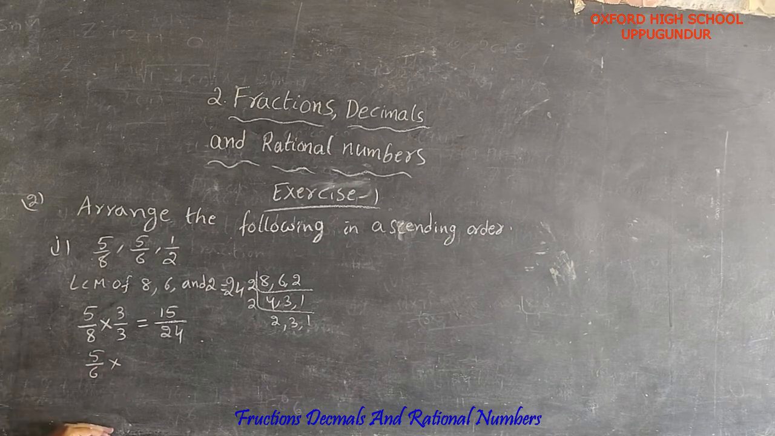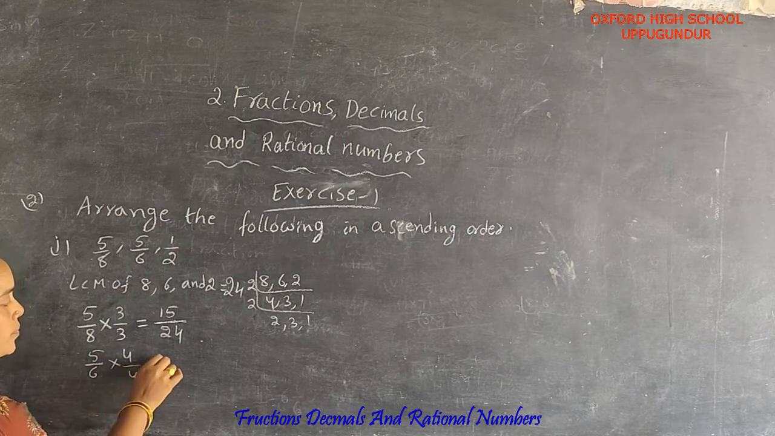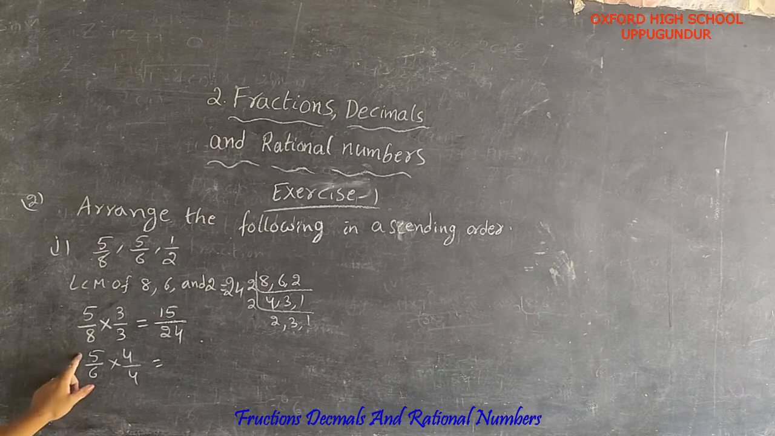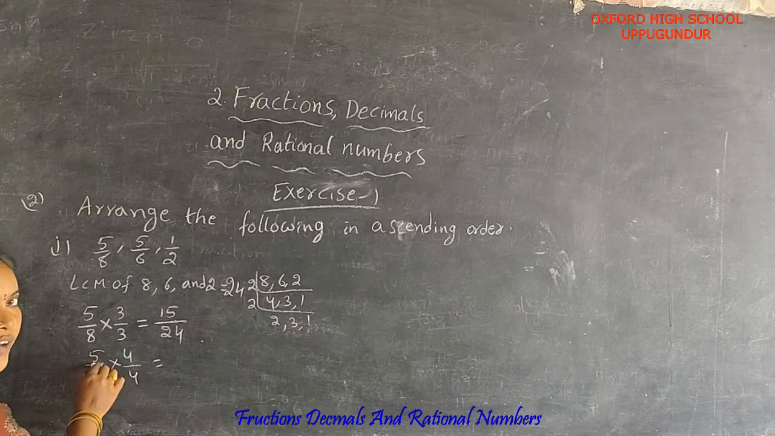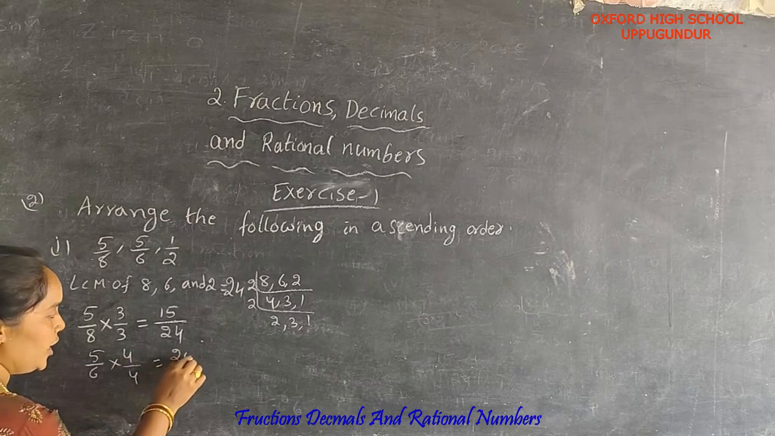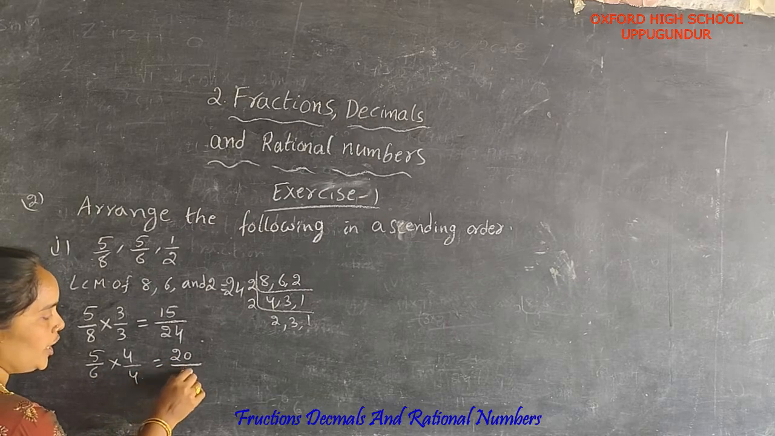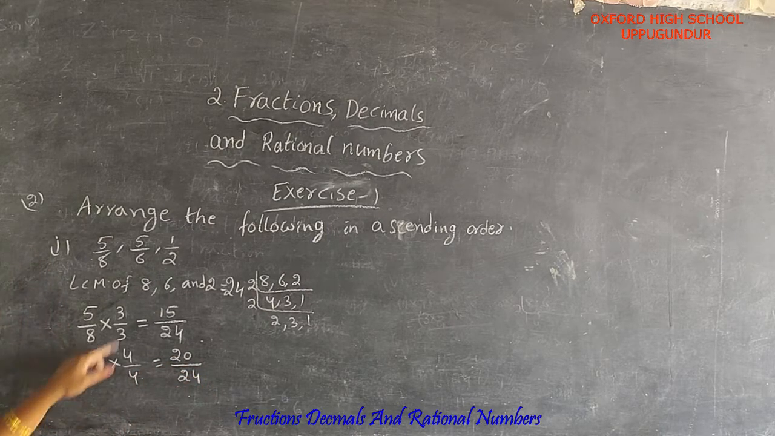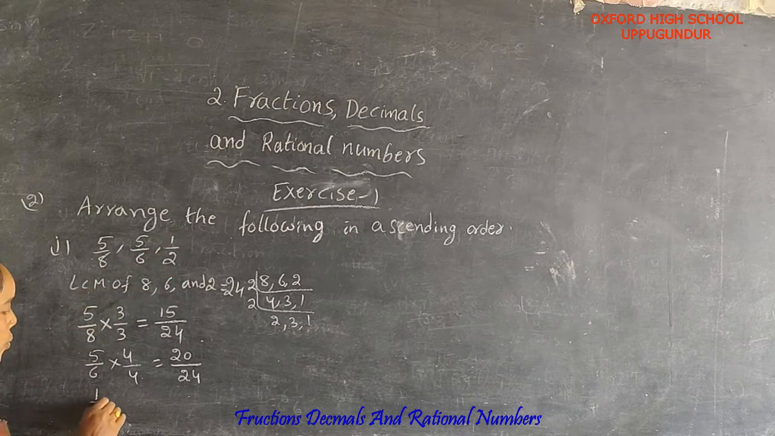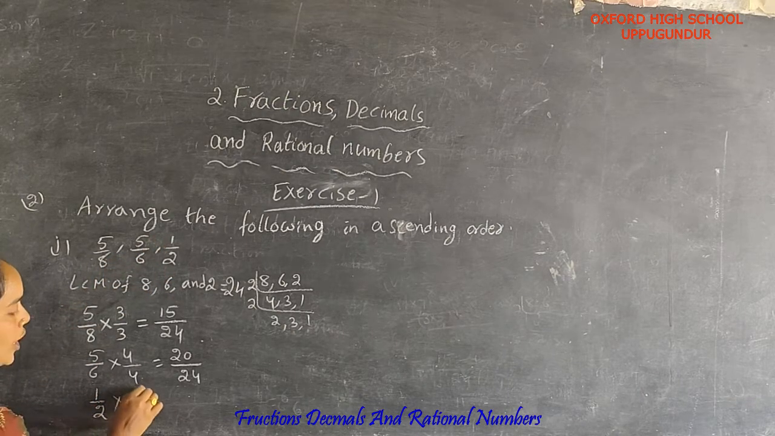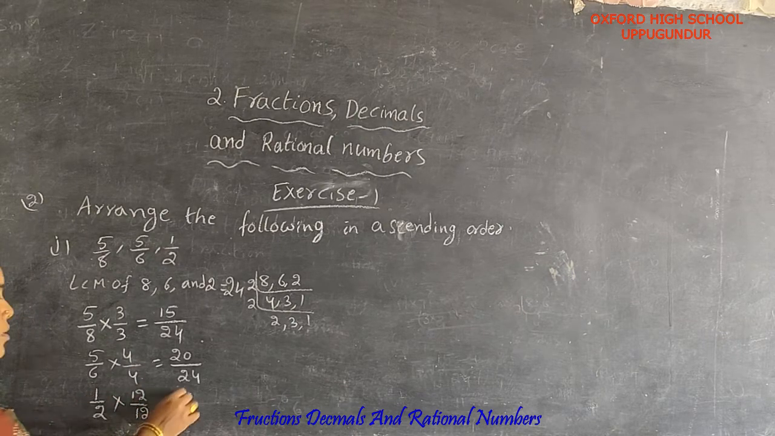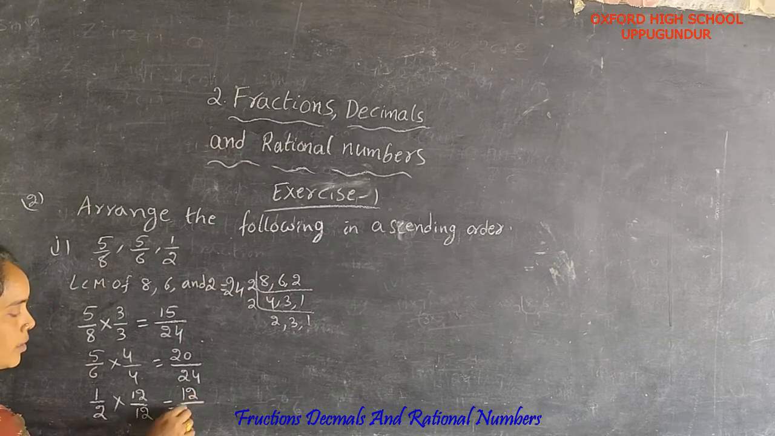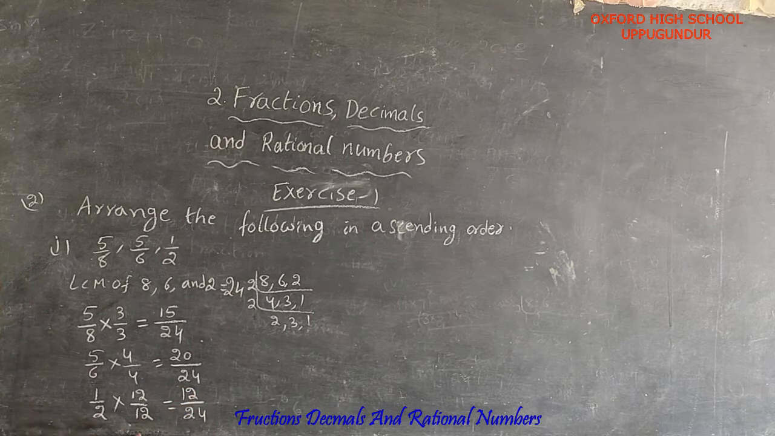Next, the second fraction, 5/6, multiplied by 4/4. Product of numerators, 5 into 4, 5 fours are 20, over 6 fours are 24. Next, the last fraction, 1/2, multiplied by 12/12, equal to 1 into 12 over 2 twelves are 24. See, now the denominators are the same.